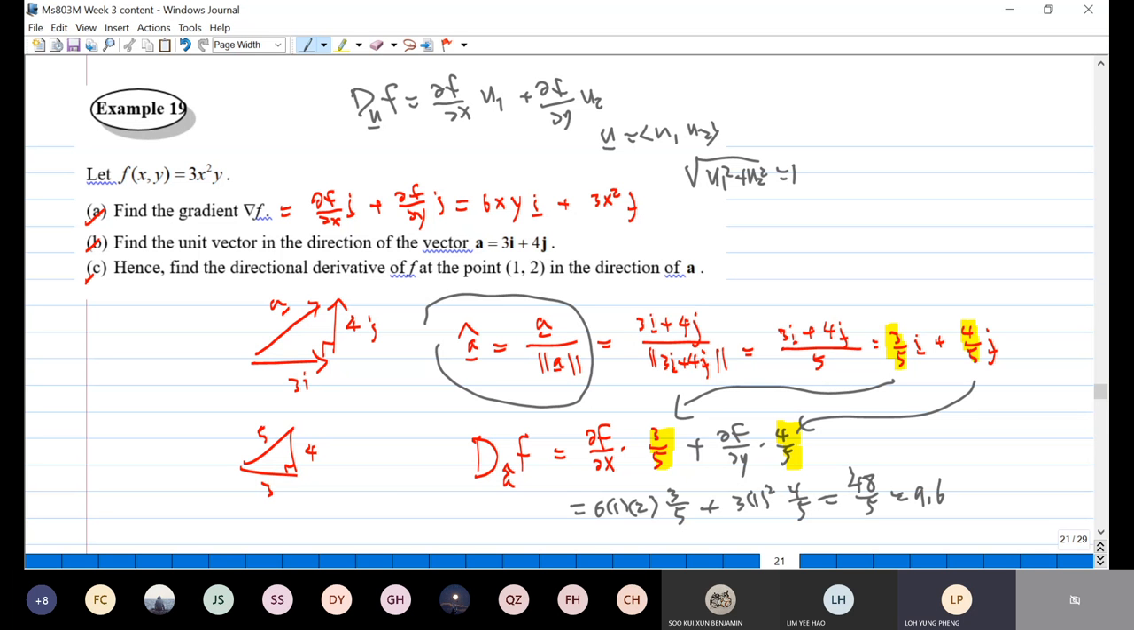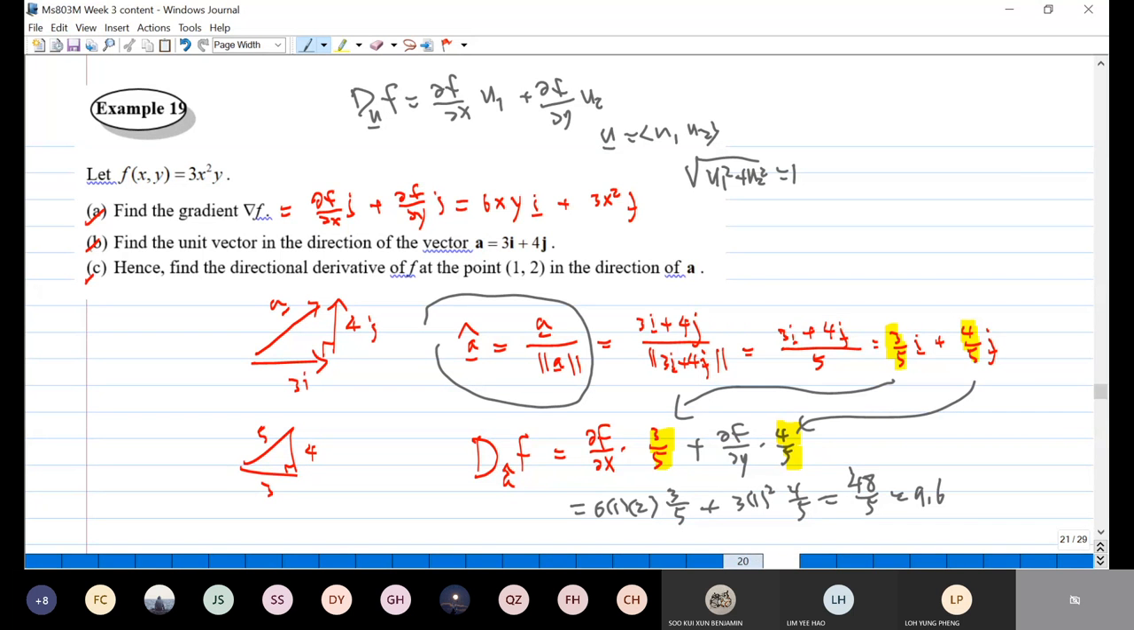Okay, so there is example 19. Let's try another example now. Number 20 now. Okay, so far, right? Example 20. So let's recap again.